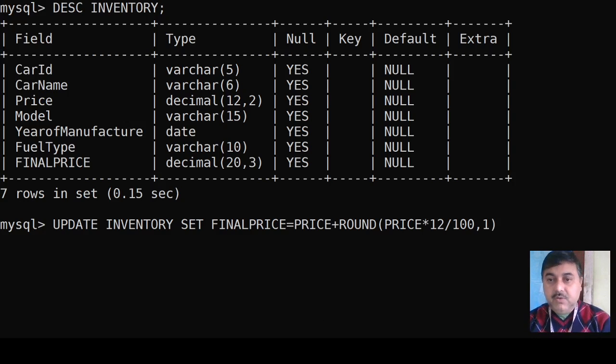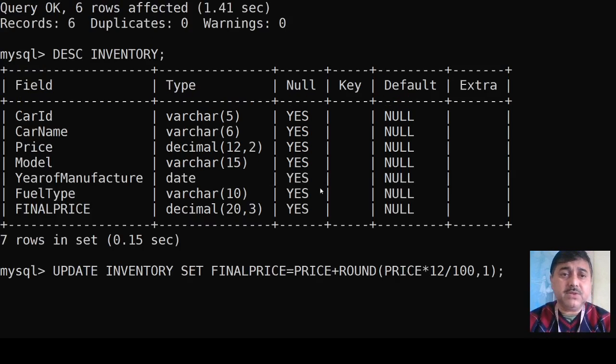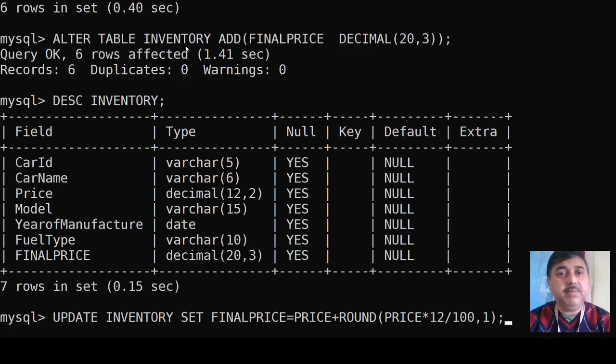That means you have calculated this particular part. And before that, see what we have done. Update inventory. First, we created it: ALTER TABLE inventory ADD final price. Final price is one attribute, and the data type we have given is decimal. We can give the data type as integer also, that doesn't matter. It depends on the pattern. So here integer or decimal we can apply, but varchar is not appropriate in this area. We have to find out which data type is appropriate.